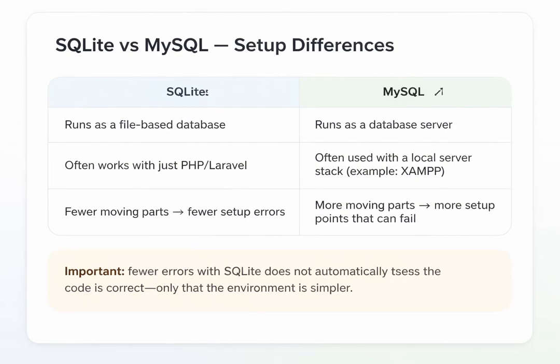They're contrasting SQLite and MySQL mainly from a setup perspective. SQLite is file-based, so it can feel simpler. Sometimes you can get moving with just PHP and Laravel without running a separate database service. MySQL is a server, so you typically rely on a local stack like XAMPP or a similar setup, and that introduces more configuration points. The key teaching point is, SQLite can hide setup problems because it's simpler, not because your code is magically better.